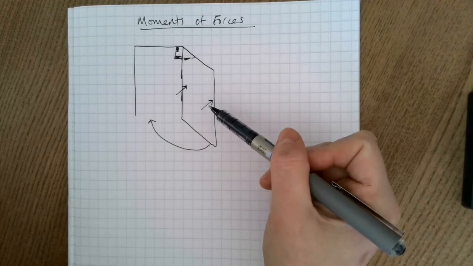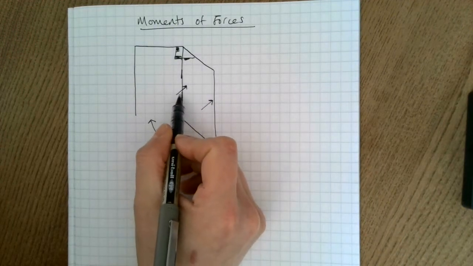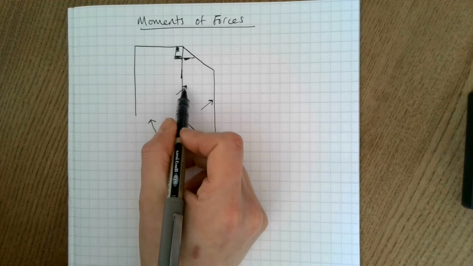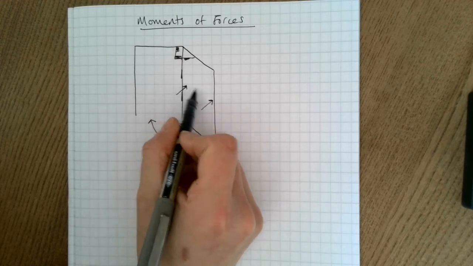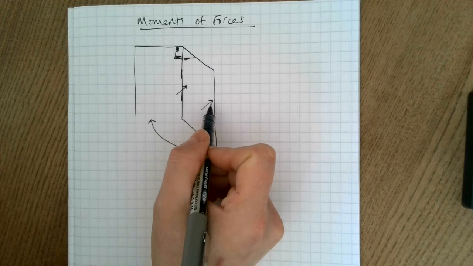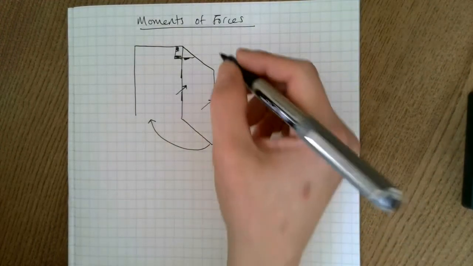So that's because if you apply a force near to a pivot point, so the distance away from the pivot point is quite small, it has much less of an effect, it's much harder work than if you apply the same force further away from the pivot point. So that's all taking moments into account, really.